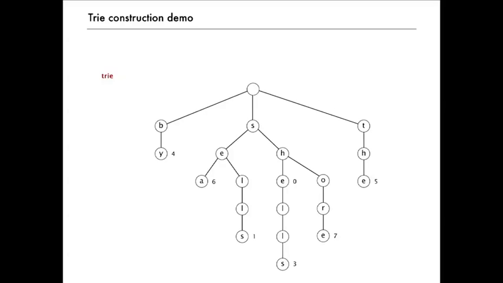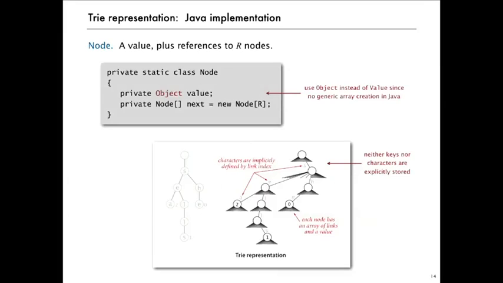So now that you have a basic idea of what tries are and how they work, let's take a look at what's needed to implement them in Java. The key idea in the trie representation for an implementation in Java or any computer language is that instead of representing a node as a character in the node, we represent the links as an indexed array with one entry for each possible character. And the idea is that the characters are actually implicitly defined by link indices.